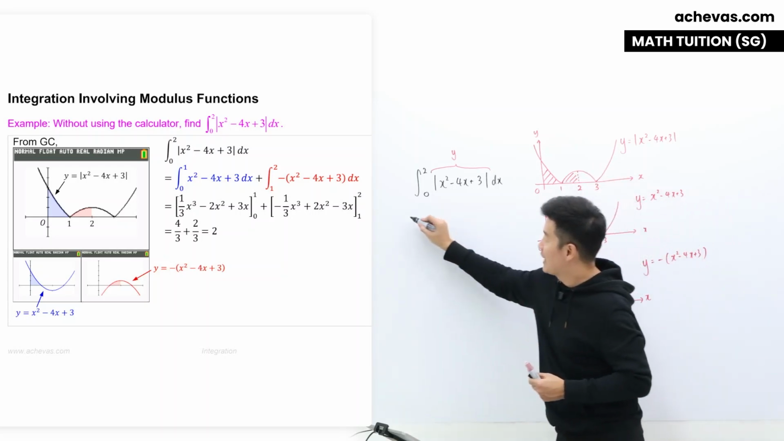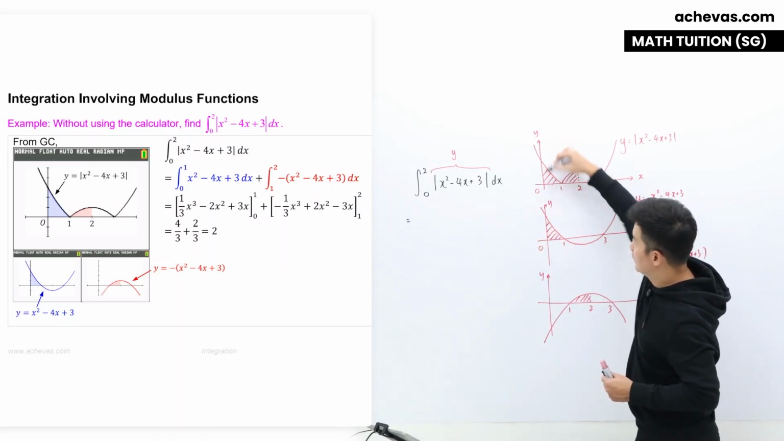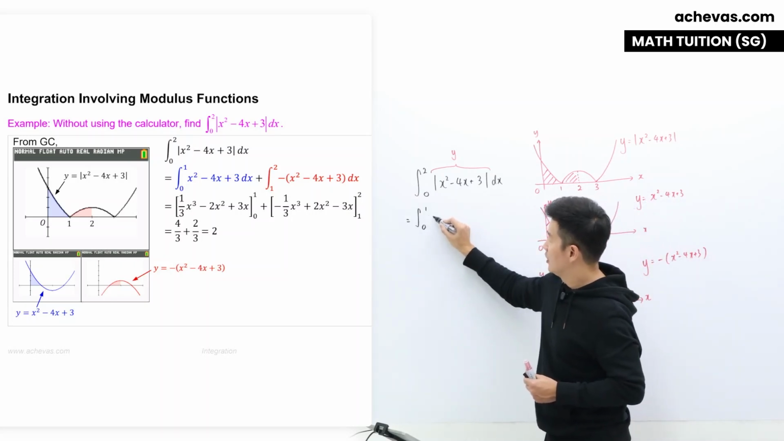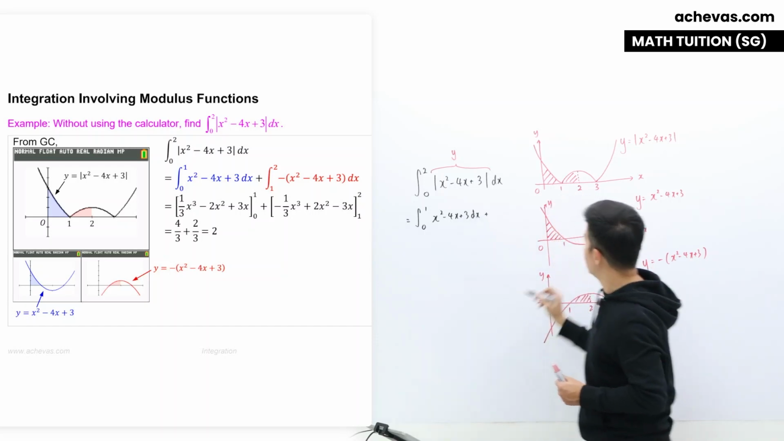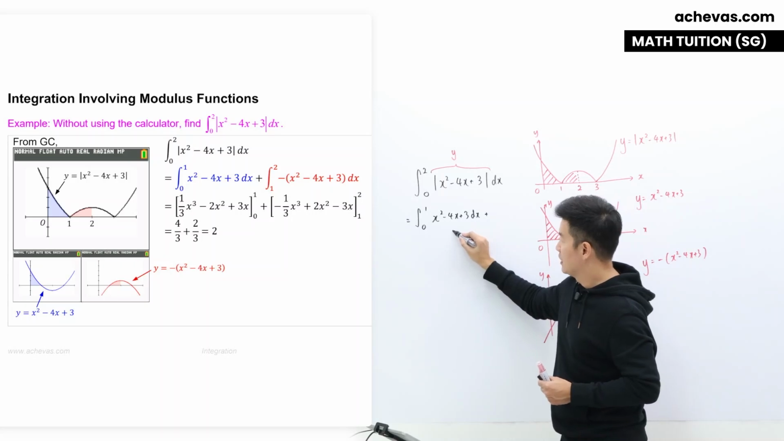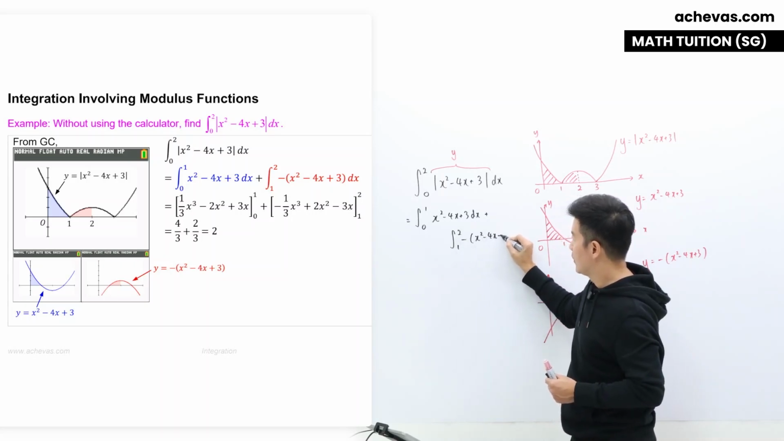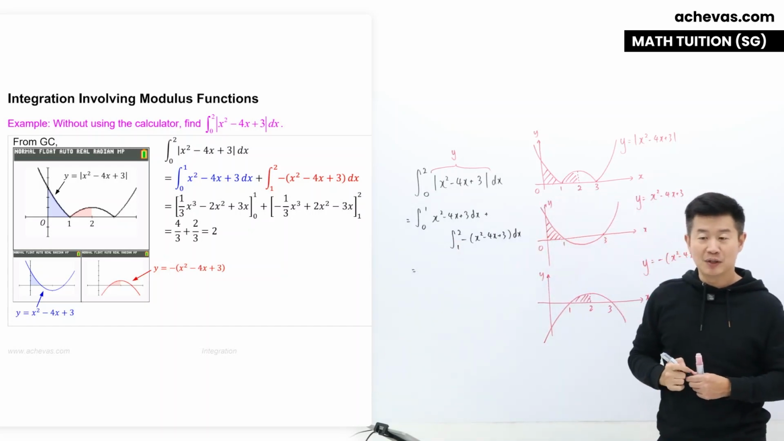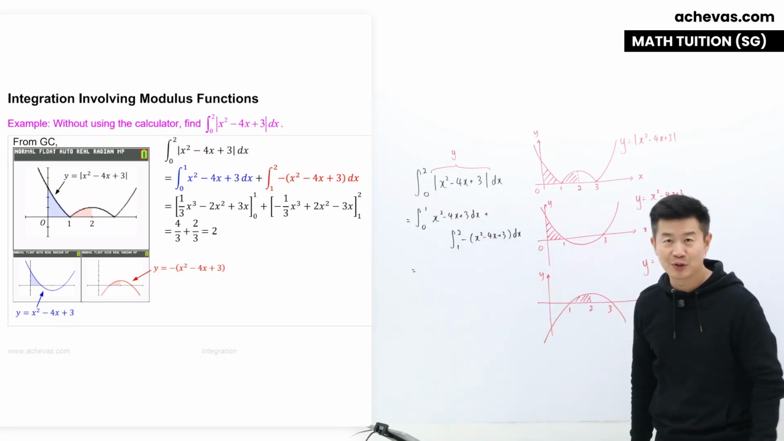Another way for us to be re-expressing this, and this time without the modulus function, will be for this region to be simulated by this. So it's going to be integrating from 0 to 1 of x squared minus 4x plus 3 dx plus this region, which is going to be simulated by this. So the other region is going to be integration from 1 to 2 of minus x squared minus 4x plus 3 dx. And now we can evaluate our integral manually, because now we have integrals that have no modulus function.